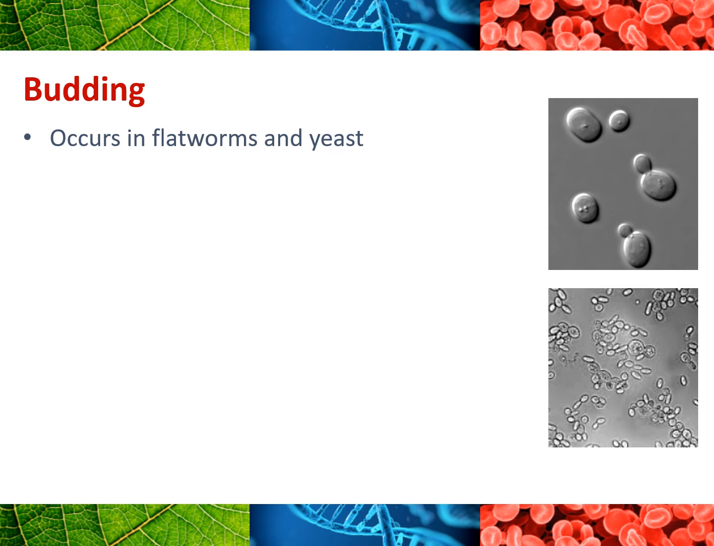Next, we'll look at budding. So budding is a type of reproduction that occurs in flatworms and also in yeast. So if any of you are bakers, you've probably used yeast before. We use it in bread. It's used in making alcohol. It's used in making pizza doughs, all of those kind of things. And yeast are just these kind of small organisms like this.